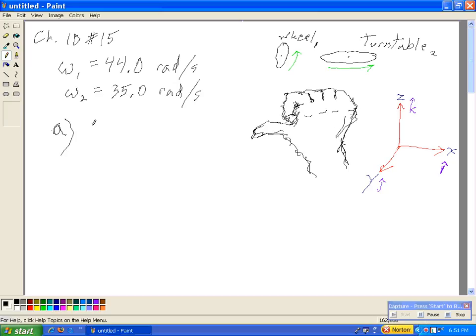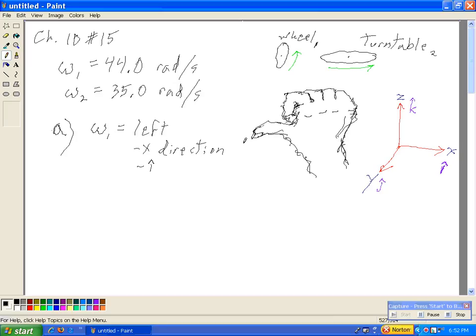So you would say for the angular velocity of the wheel, you could write the left, or negative x direction, or negative i hat.